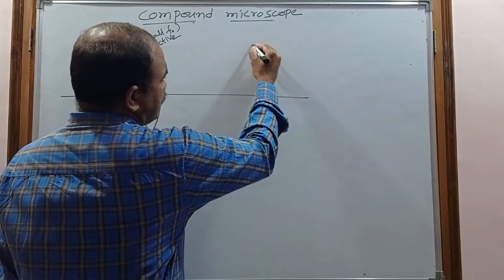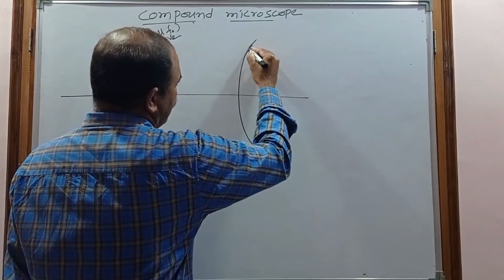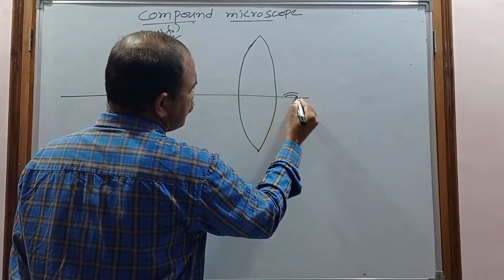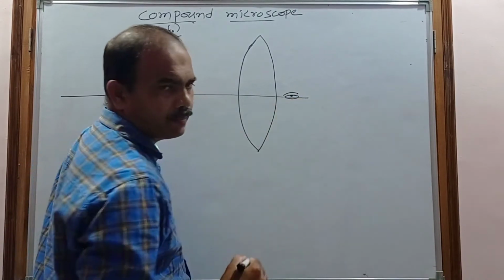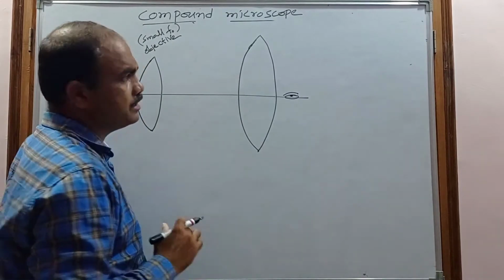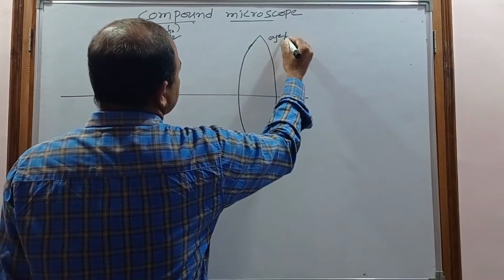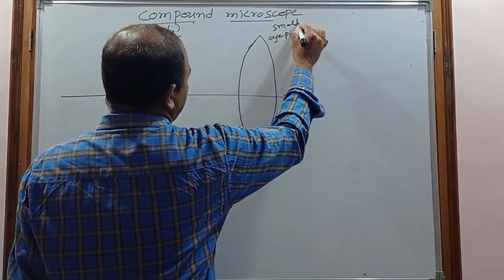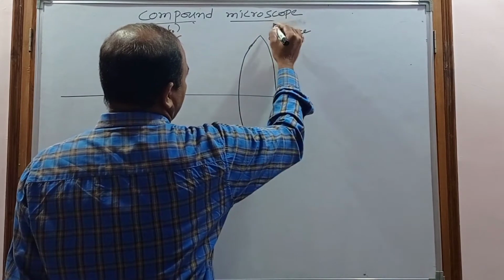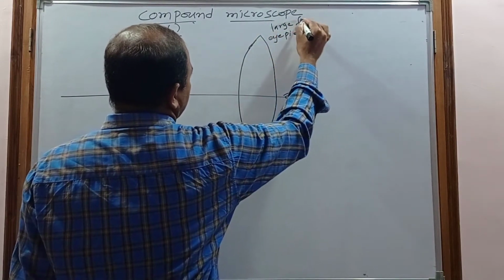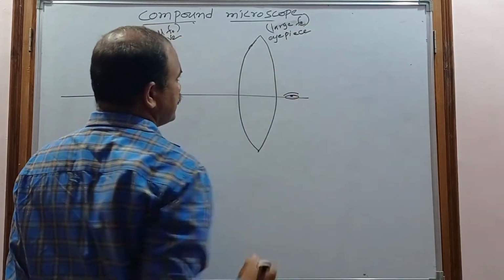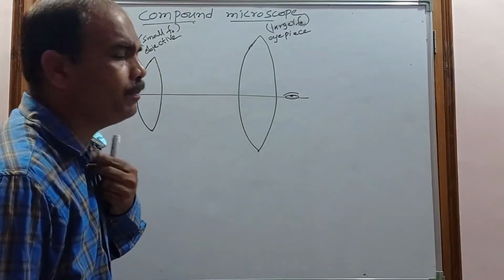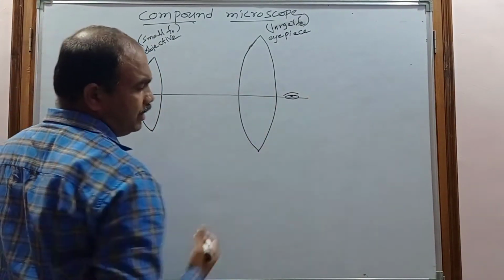Now the convex lens which is towards our eye will be called the eyepiece. It has a larger aperture as well as a large focal length, which will be considered f suffix e. So this will be towards our eye.